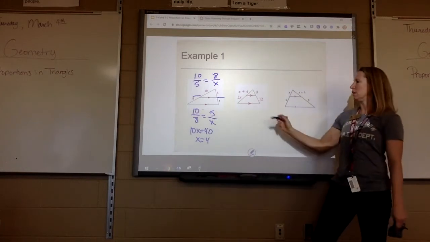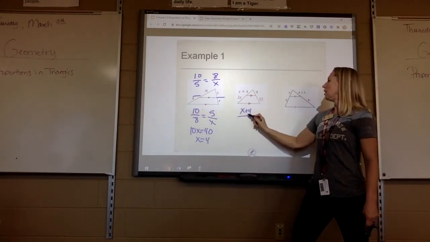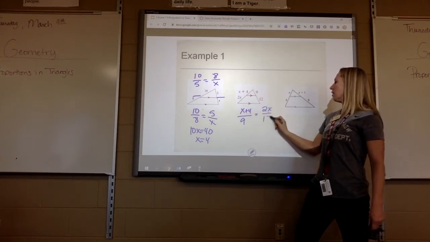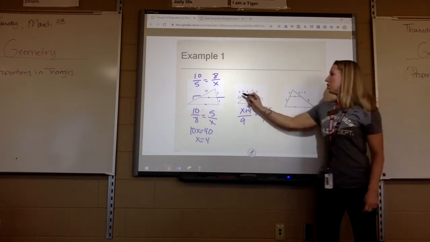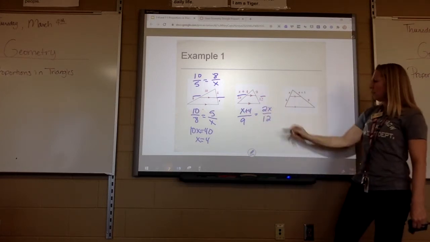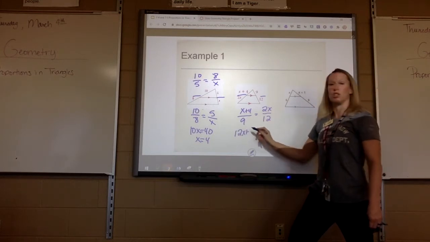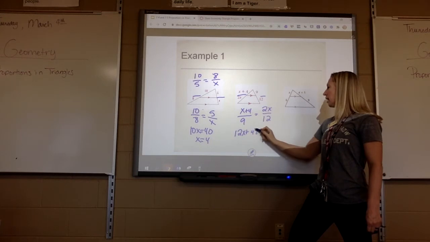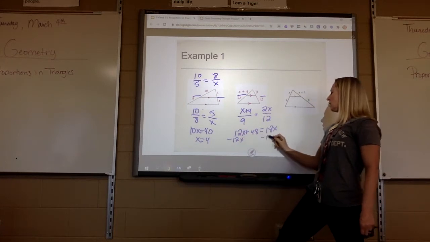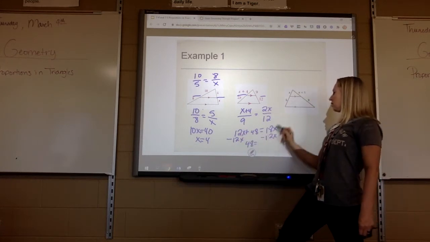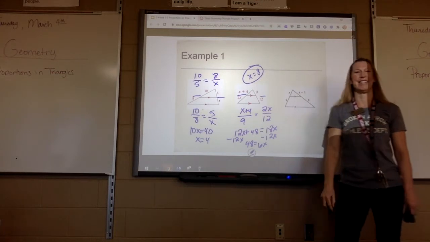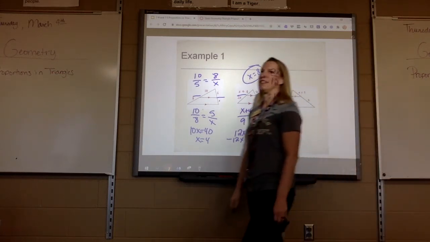How could I set up this one? x plus 4 over 9, 2x plus 4 over 12, going left to right. You could also do x plus 4 over 2x plus 4, 9 over 12. Cross multiplying, 12 times x is 12x. Do distributive property: 12 times 4 is 48. 9 times 2x is 18x, so minus 12x. 48 equals 6x. What's 48 divided by 6? 8. Yes. Okay.